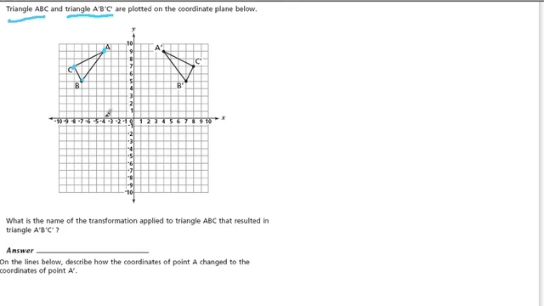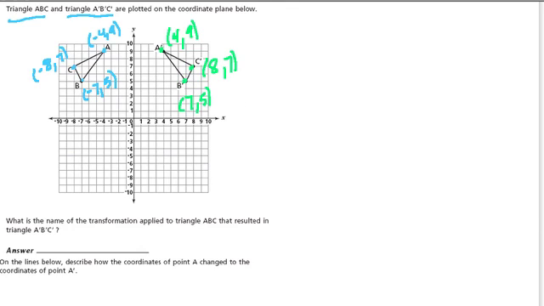A is at -4, 9. C is at -8, 7, and B is at -7, 5. It looks like -7, 5. I'm also going to label A prime, C prime, and B prime. A prime is at 4, 9. C prime is at 8, 7. And B prime is at 7, 5.